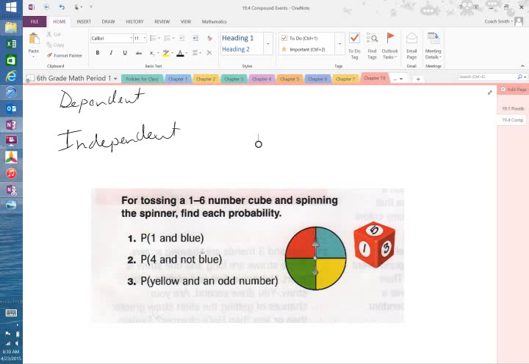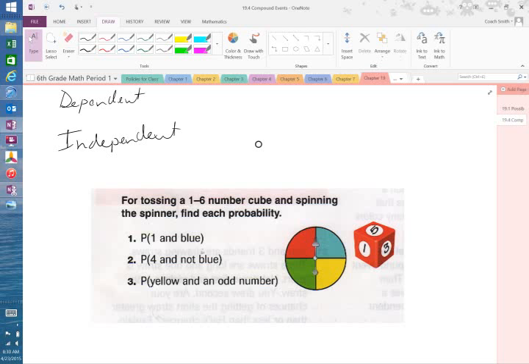All right, let's look at this example out of the book. They have given us a spinner and a number dice. It says for tossing a 1 to 6 number cube and spinning the spinner, find each probability. So here's how we're going to do this.